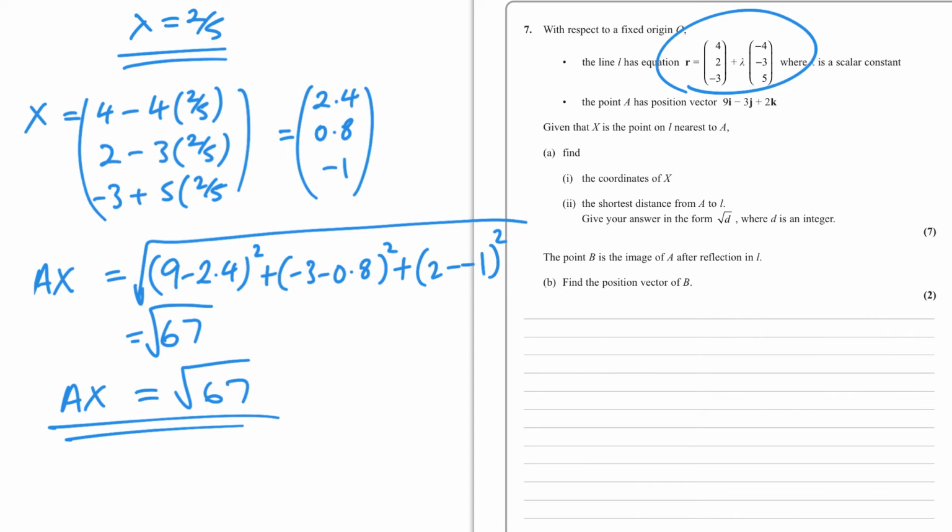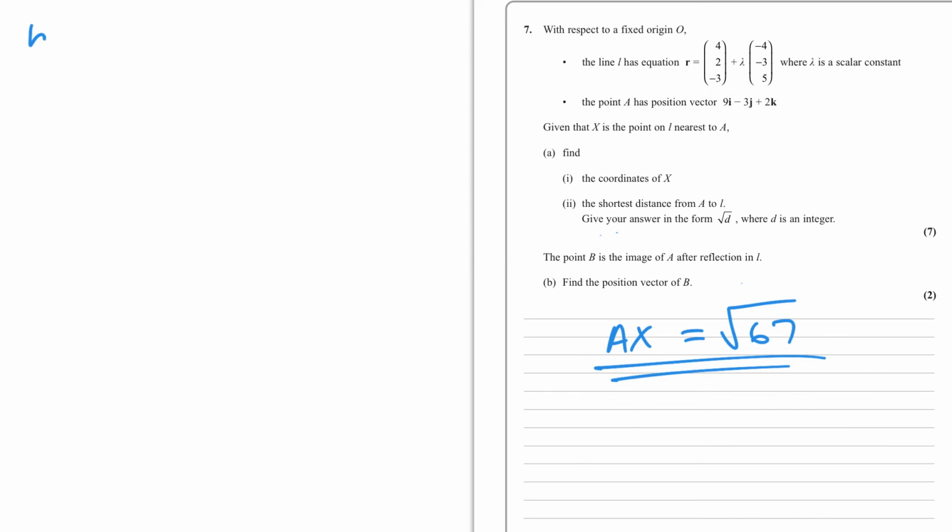Okay, whatever you prefer. Now, part B. I think there's more than one way of doing this. If I'm thinking about it, I've got a line, I've got A, say here, we'd found X, which is obviously perpendicular because that's the closest, and then if it's a reflection we need to keep on going, and there would be B.